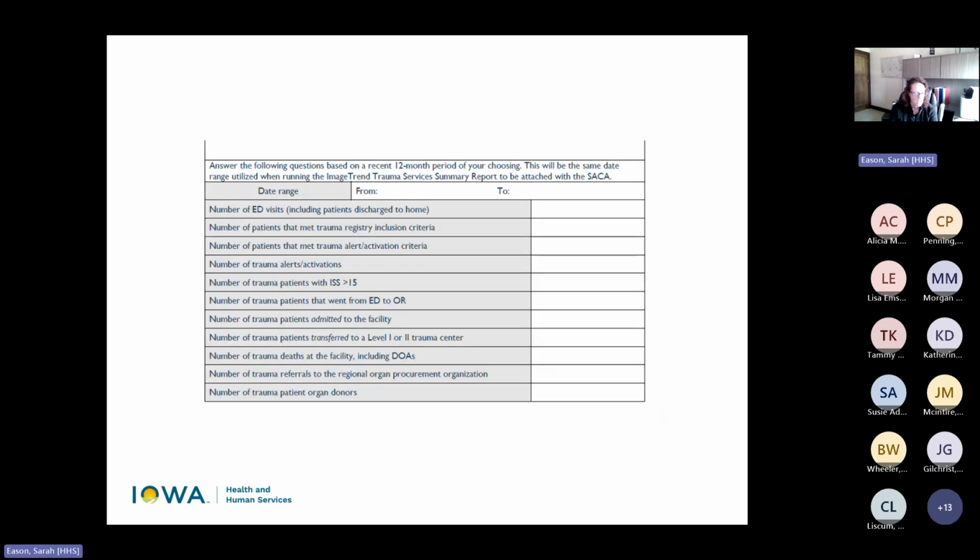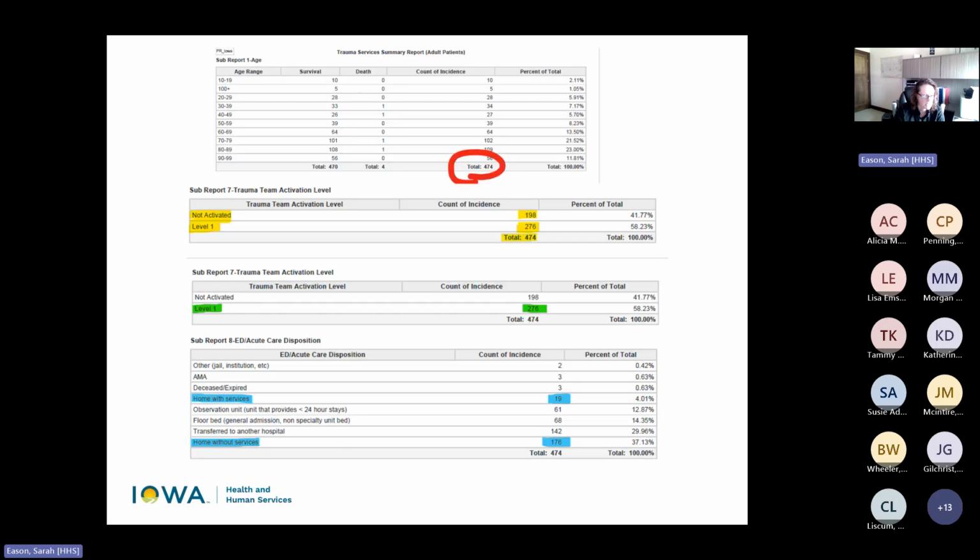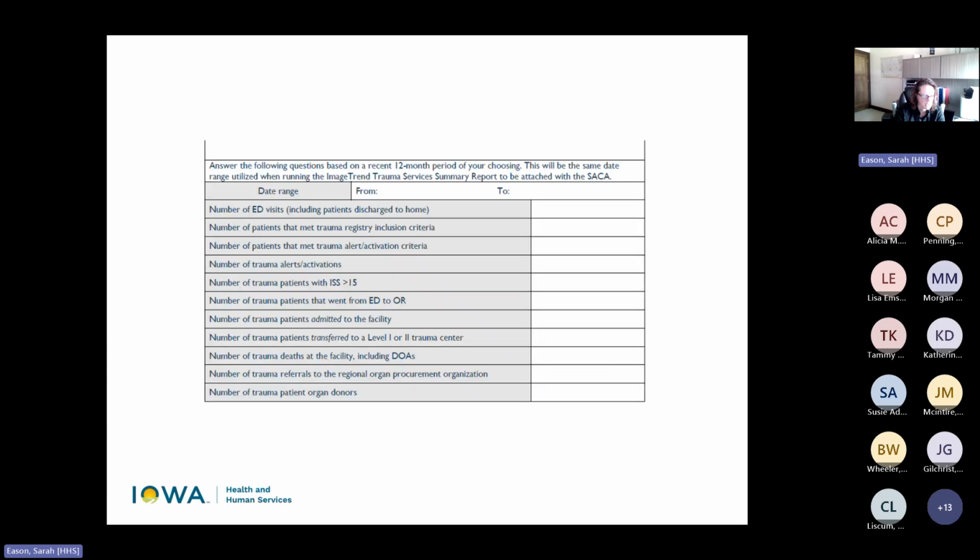Let me go back to the SACA here. I think I've beat that dead horse. Trauma alert activation criteria. And then the number of alerts and activations is real easy because that's here in your green from your same sub-report. We know how many were called, but you can start to sense what we're trying to look at when we ask these SACA questions based off of your numbers in your registry.